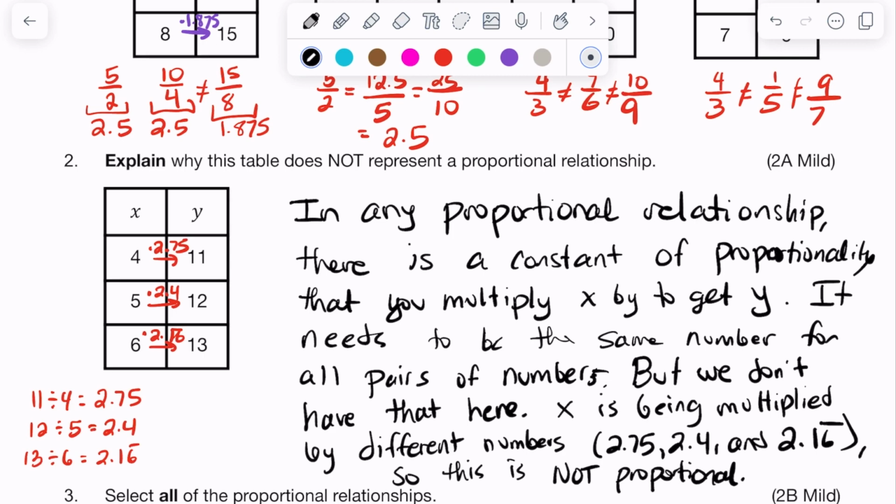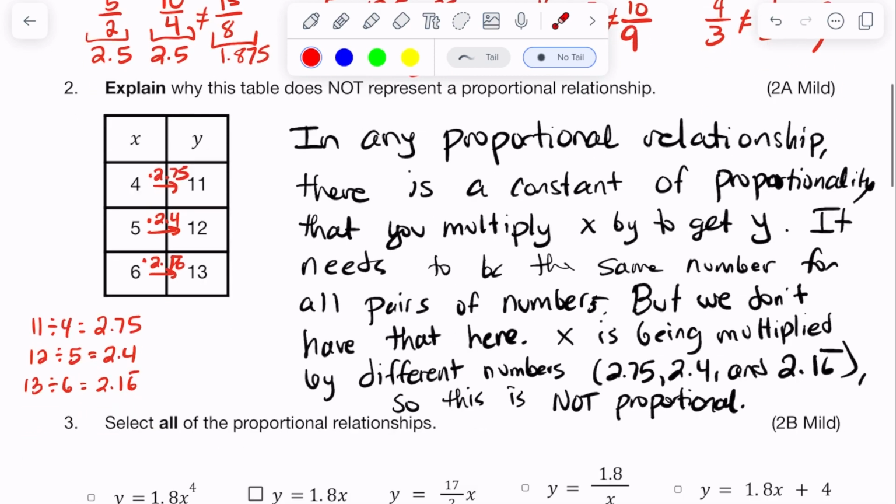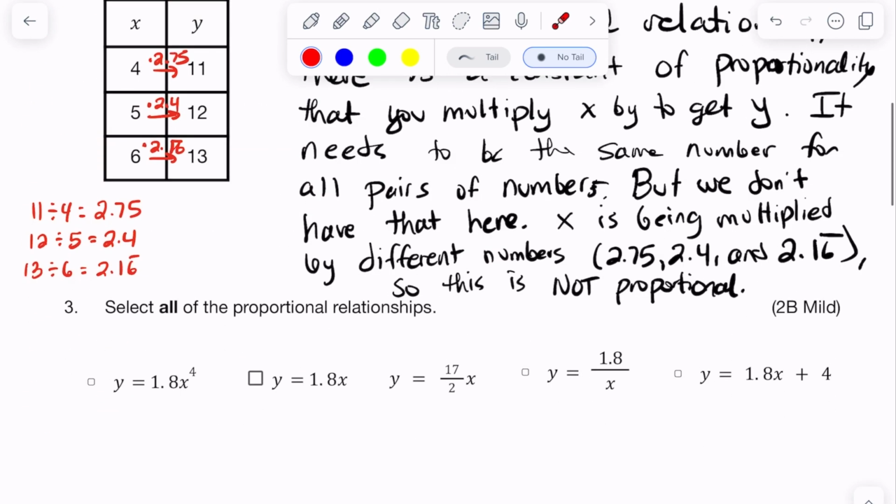And I did division. I did 11 divided by 4 here, 11 divided by 4, and we get 2.75. So if we just had those numbers, the constant of proportionality would be 2.75. But then if I do that for 12 and 5, I divide them, I get 2.4, and 13 divided by 6 is 2.16 repeating. So we don't have the same constant of proportionality, so it's not proportional. It doesn't have to be as long of an answer as mine, but it does say explain, so you should really have the words to explain that, not just the math.